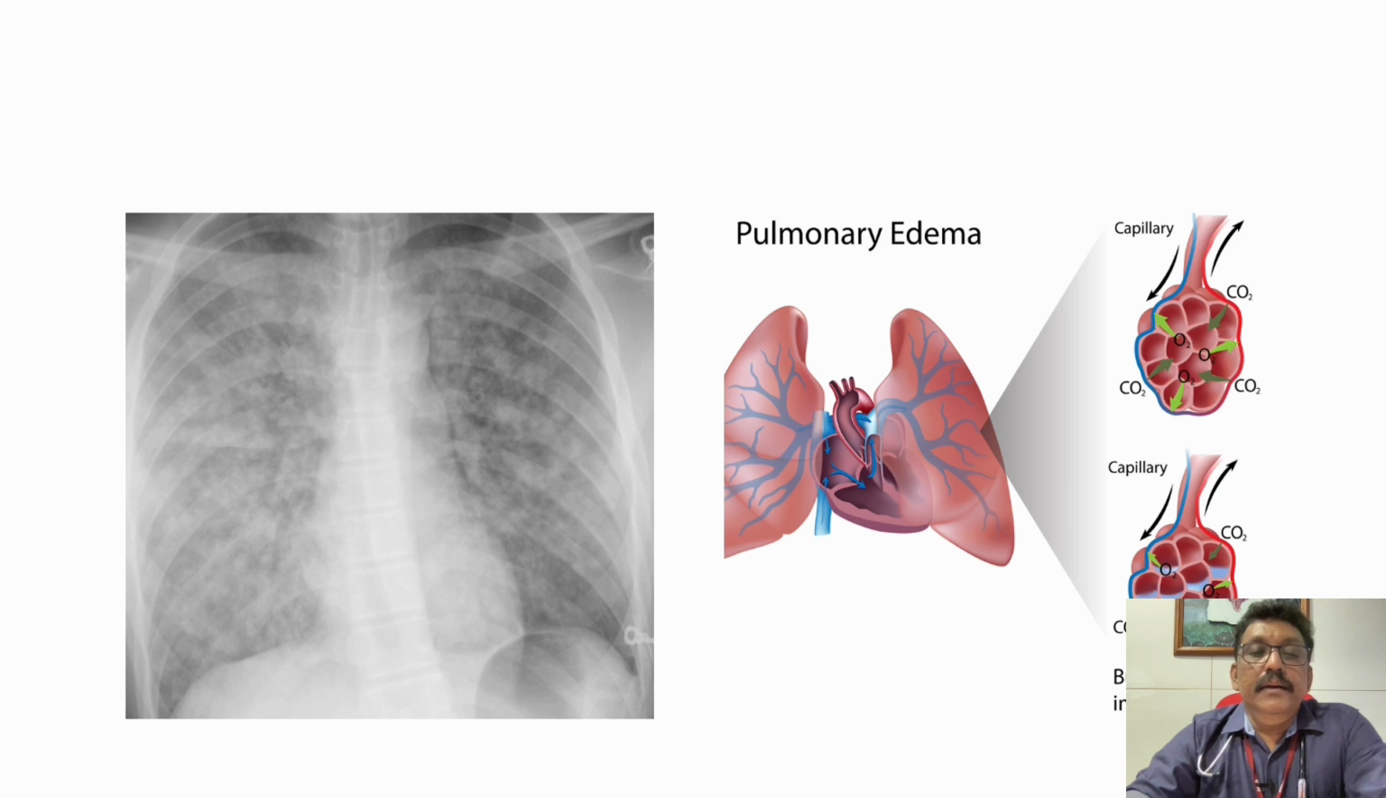Now the chest X-ray, again as we have said, shows bilateral fluffy shadows, non-homogeneous or homogeneous, throughout the lung fields, sometimes called bat wing appearance. Both sides you can see the shadows. Here, the alveoli are full of water. Some alveoli are collapsed, some are full of water or body fluids, so that reduces oxygen diffusion.